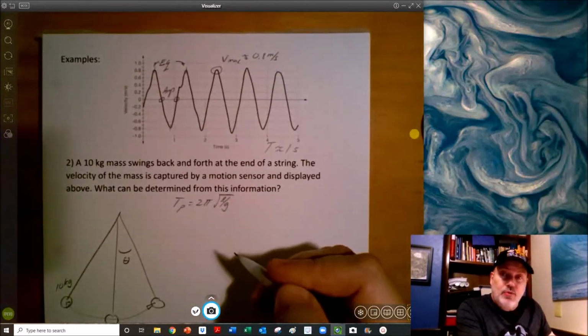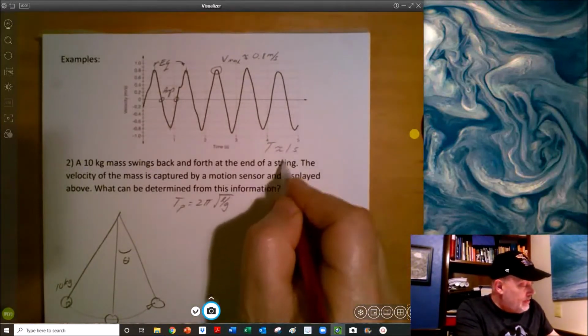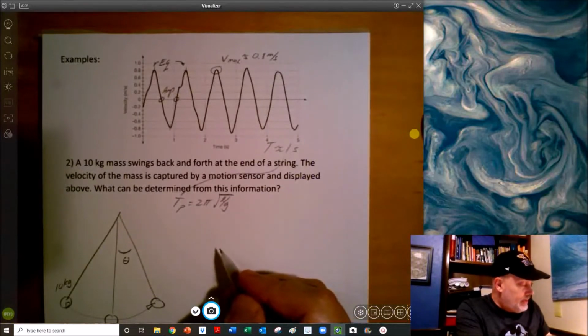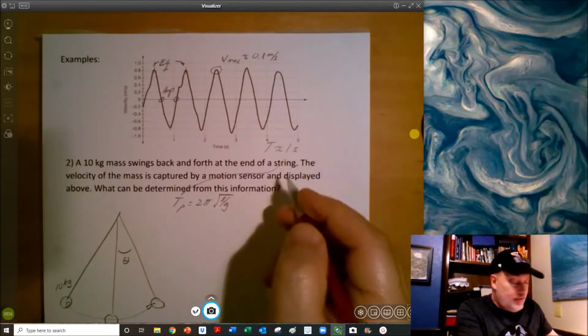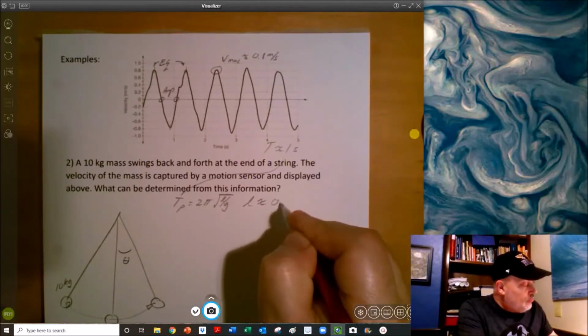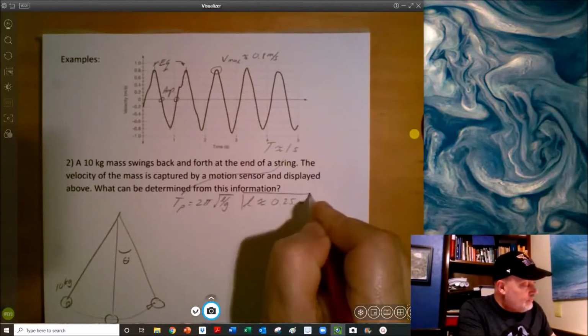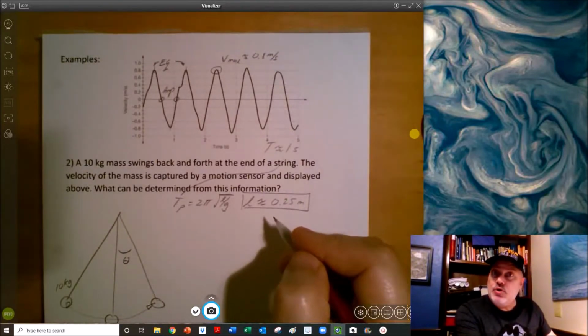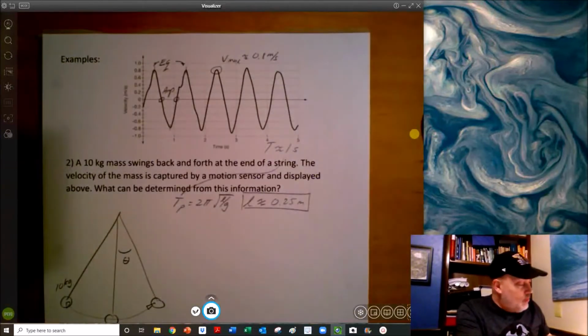And assuming that we're on Earth, we could plug in our time. We can plug in g for Earth, and we'll get a length of our pendulum that's going to be approximately 0.25 meters. Okay? So we're cooking along pretty good. What else can we figure out?